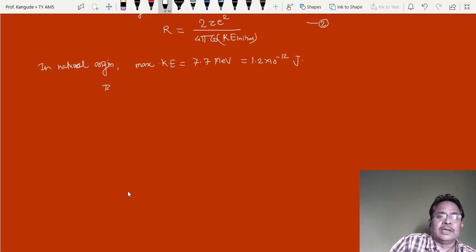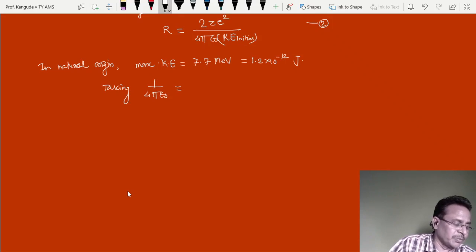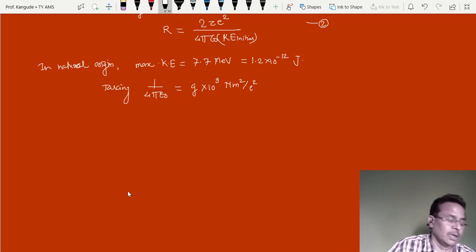And taking this constant, the value of this constant is also known in electrodynamics, 4 pi epsilon 0. This is called the permittivity of free space, electric permittivity of free space. 1 over 4 pi epsilon 0 is a constant, and this is found to be 9 times 10 raised to 9 newton meter squared per coulomb squared. This is again a constant. This value can be taken.